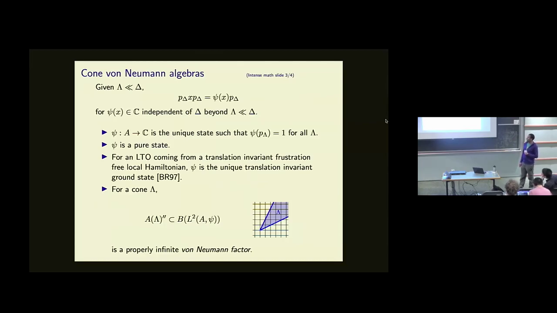So when you have this state, you can complete your algebra to a Hilbert space using the so-called GNS construction, and I can look at the von Neumann algebra generated by any region. The von Neumann algebra generated by any region gives me a factor, and when it's a cone, you get a properly infinite von Neumann factor. Factor means maximally non-commutative. And properly infinite means there are basically 2 types it could be, type 2 or type 3. Okay, so it's got to be a type 2 factor or a type 3 factor.